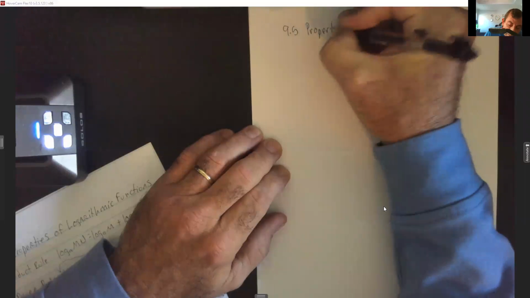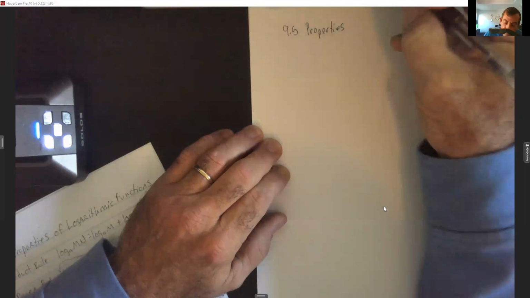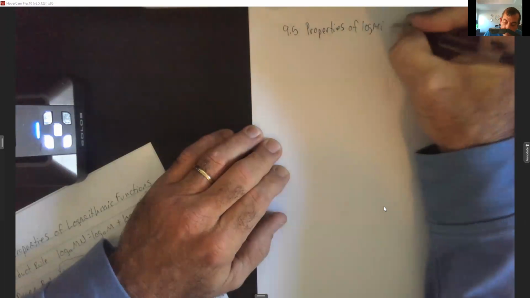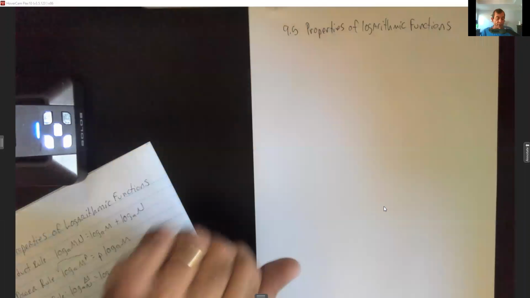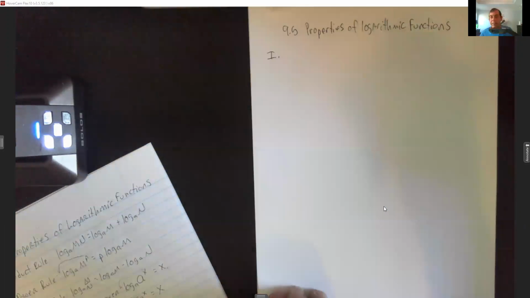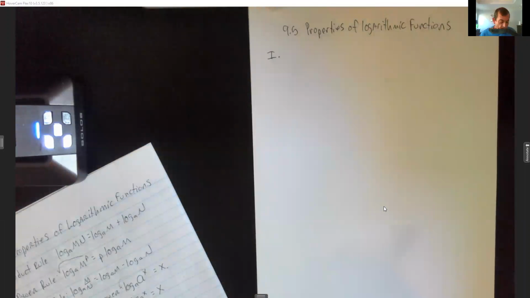All right, y'all, so we're going to be going over 9.5, which deals with properties of logarithmic functions. There's 4 properties I'm going to list here, and these examples will go through using these properties.